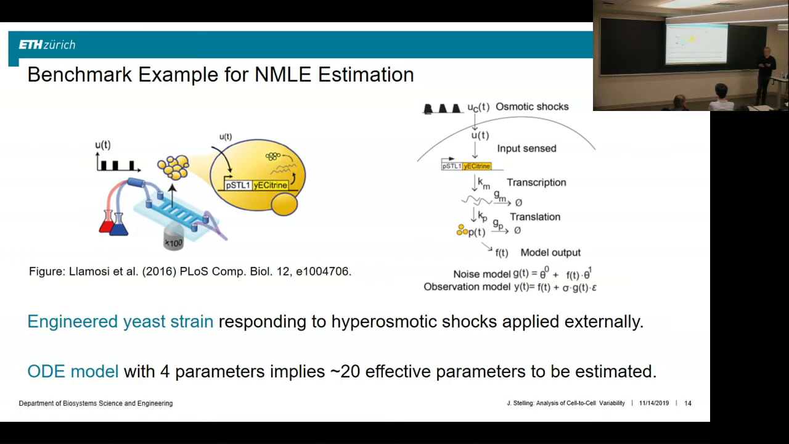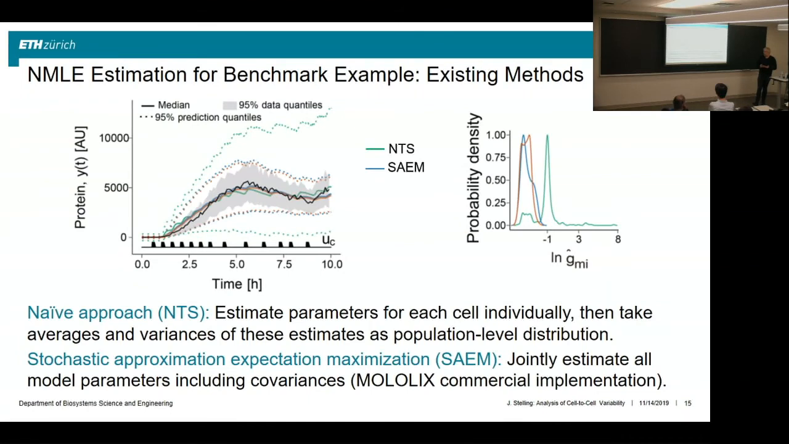This is a relatively small model, so it has roughly 20 parameters that need to be estimated. And there are different ways you can do this. One approach, called the naive approach, is the following. First you take each individual cell, you get a point estimate for the parameters of each individual cell, and then just take the average and the variance of these estimates to construct the population distribution. So that's this NTS here.